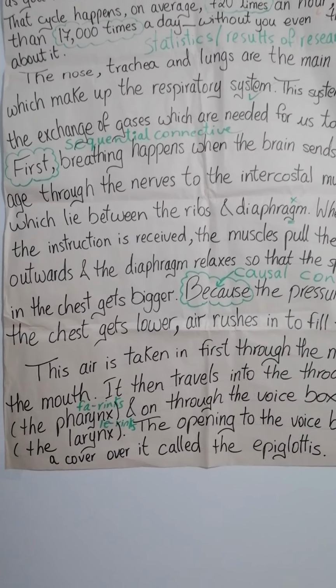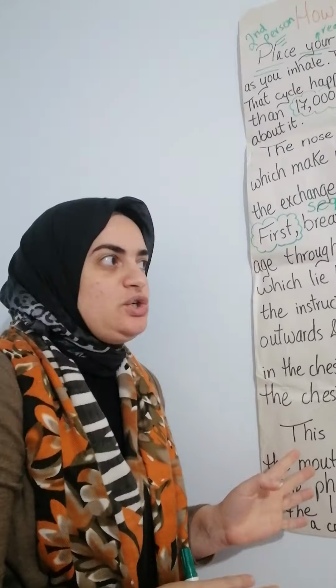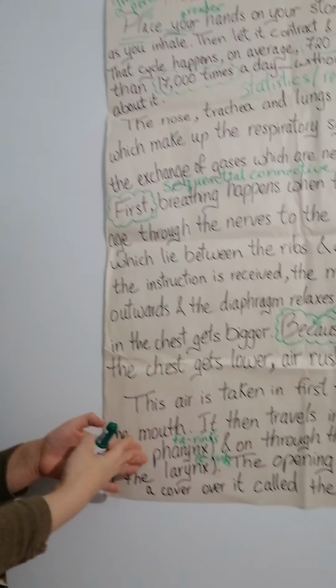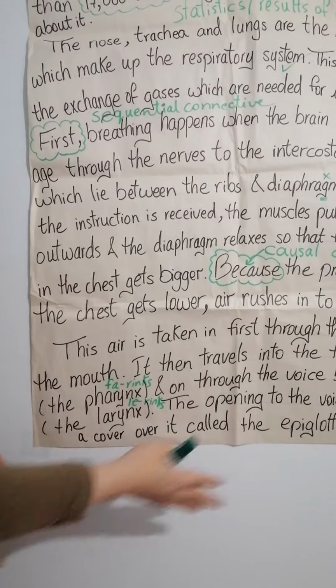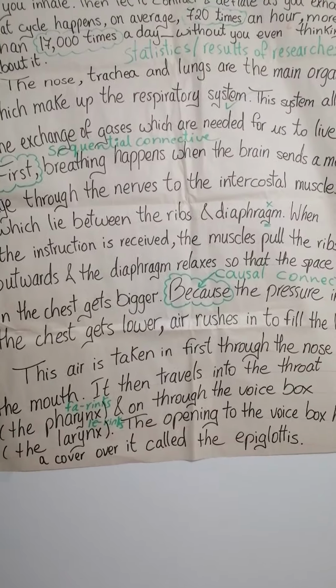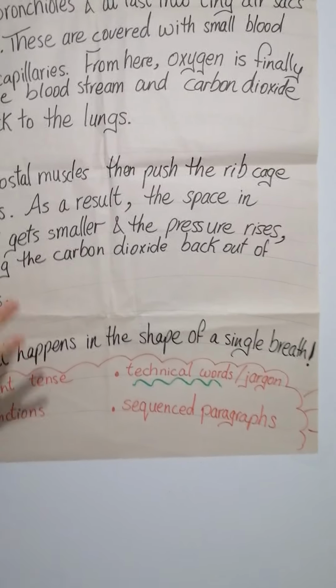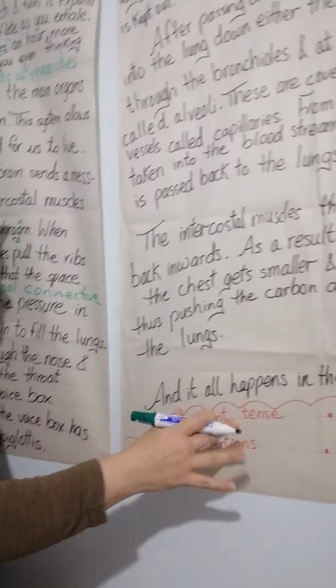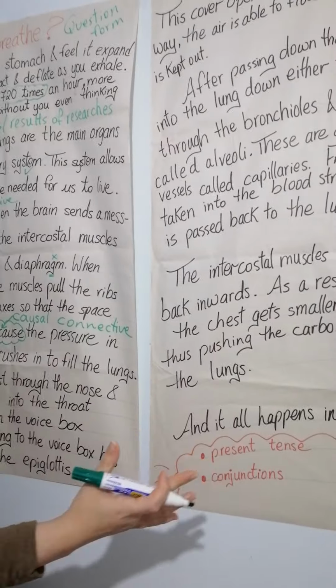You might ask me a question here. Miss, this is English, and we're writing an explanation text. Why should we include so much science, like the pharynx and the larynx and the epiglottis? Well, we're using technical words. We have to use technical words because we're talking about science. This is not any piece of writing. This is an explanation text. It has to be scientific.